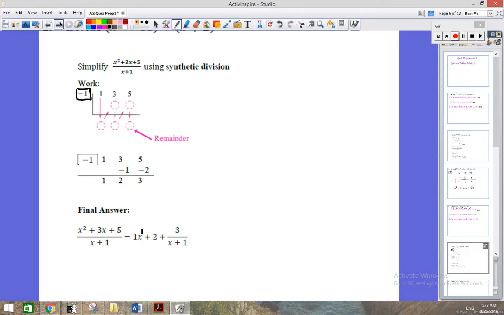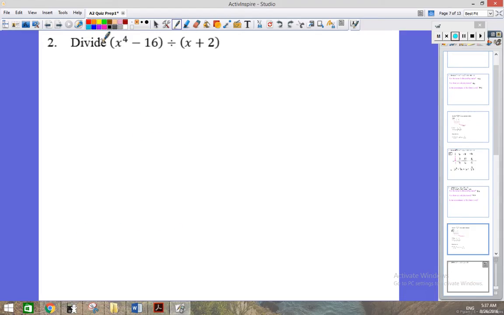Alright? So now, you should have studied those examples. You should know that pattern by heart so that when you come in here, you can recognize that yes, this is descending order, but I have some missing terms. I have 1x to the fourth. I don't have an x cubed. I don't have an x squared. I don't have an x term, but I do have a constant term. That is being divided by.